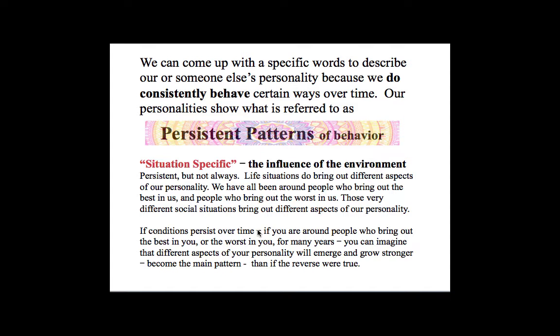Well, what if you were in an environment all your life where you were around people who brought out the absolute worst in you? That's going to steer your personality in a particularly negative direction, and the usual negative directions are the internal distress of anxiety and depression, the externalized distress of criminal or aggressive behavior or substance abuse, right? So those are most of the ways that our distress shows itself.